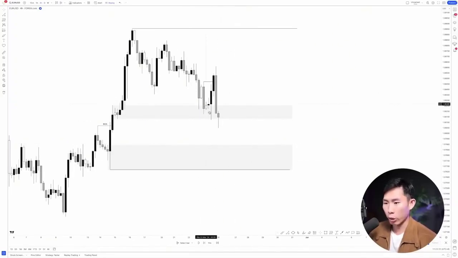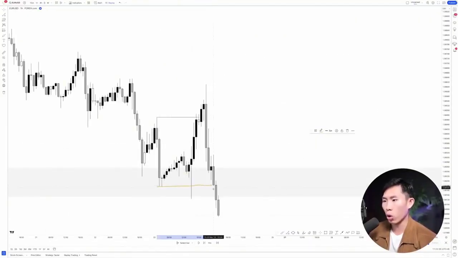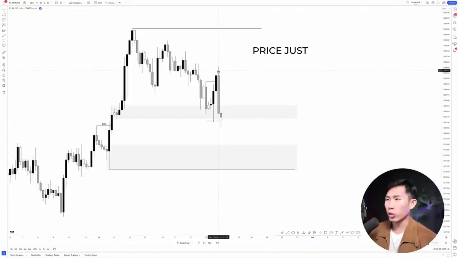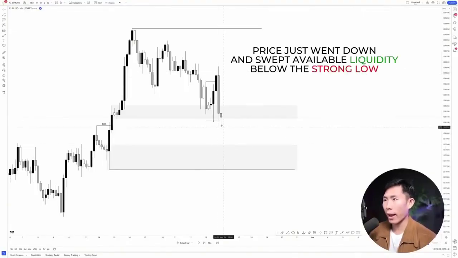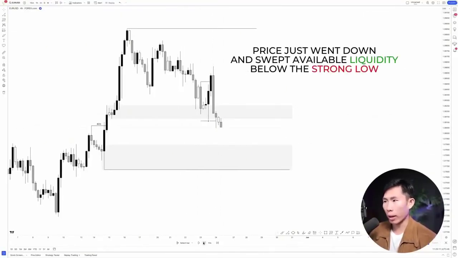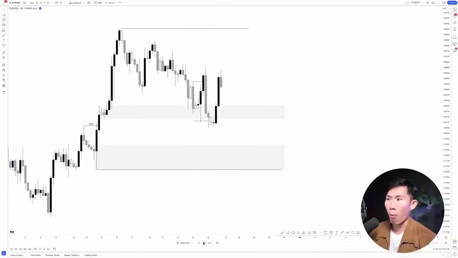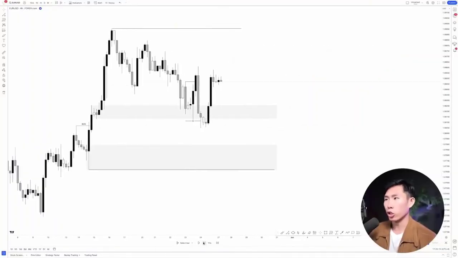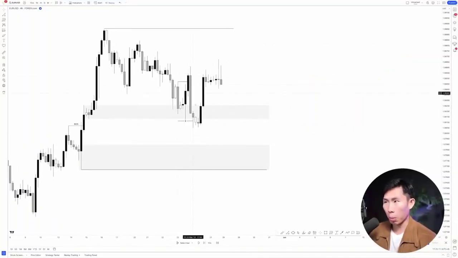Okay, so we got that inducement, that strong low inducement right here. We know that there is available liquidity below these strong lows. I'll just put that liquidity mark right there, which shows us that there is available liquidity below these strong lows. As you see right here, price has just gone down there and taken the available liquidity below the strong low. And right now we can expect price to go up and then create that real market shift to the upside.